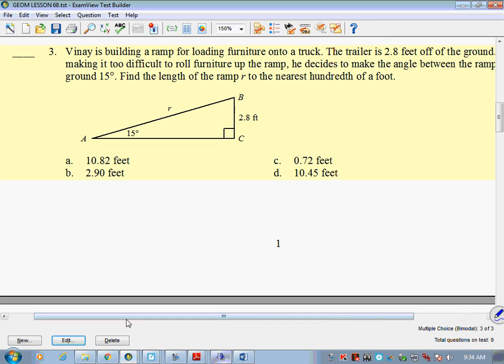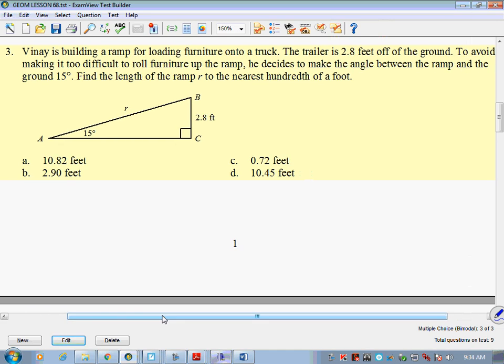All right, number 3. Vinay is building a ramp for loading furniture onto a dock. The trailer's 2.8 feet off the ground. To avoid making it too difficult to roll furniture up the ramp, he decides to make the angle between the ramp and the ground 15 degrees. We want to find the length of the ramp to the nearest hundredth of a foot.